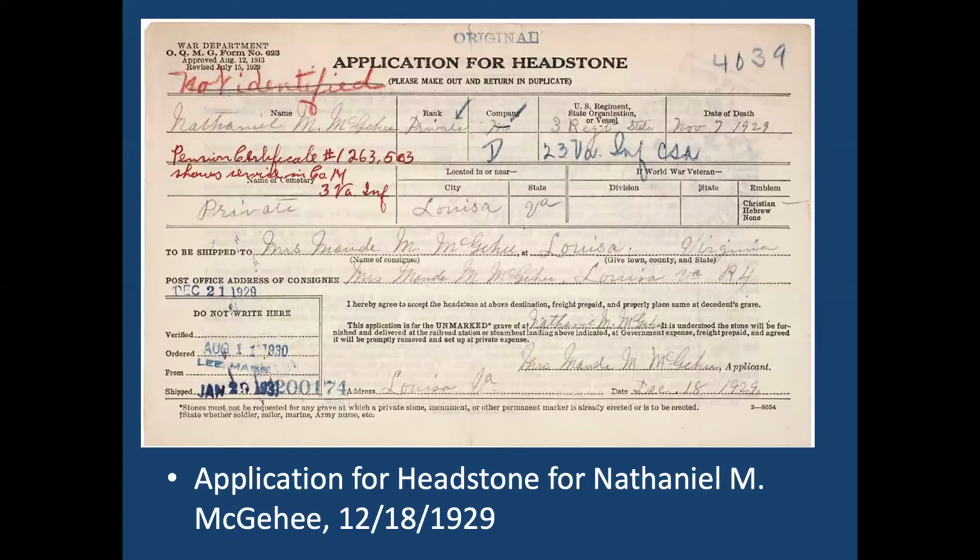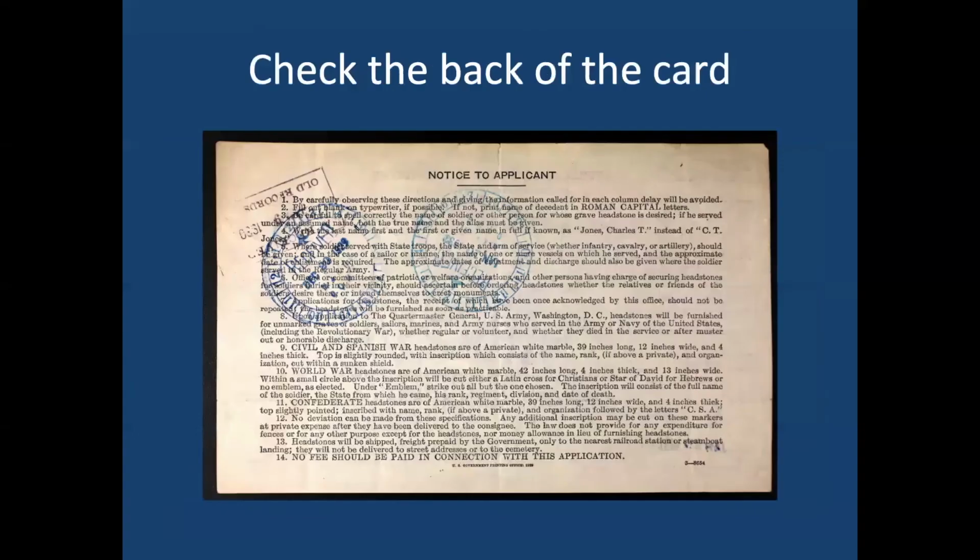And here's an individual, Nathaniel M. McGahee, who is buried in Louisa, Virginia. He was in the 23rd Virginia Infantry, CSA. So this is an application for a Confederate headstone. I always try to make sure to look on the back to make sure there isn't anything written there. Usually they're just stamps, but on occasion there is something written.